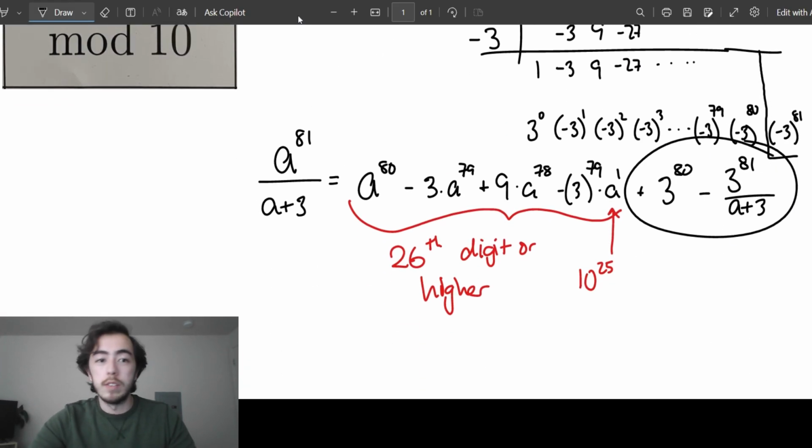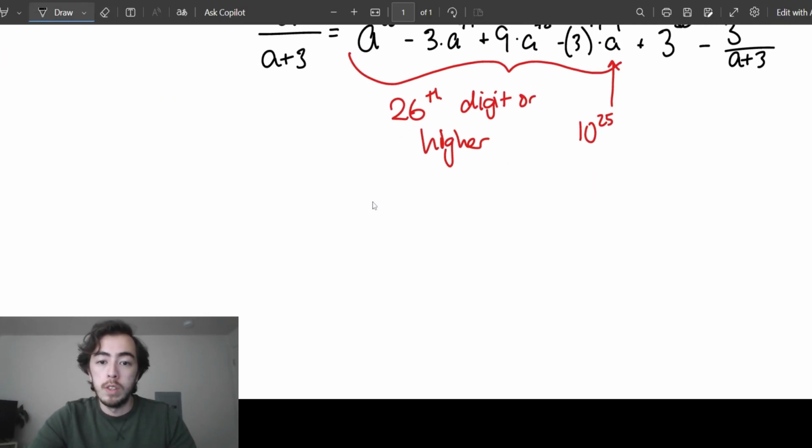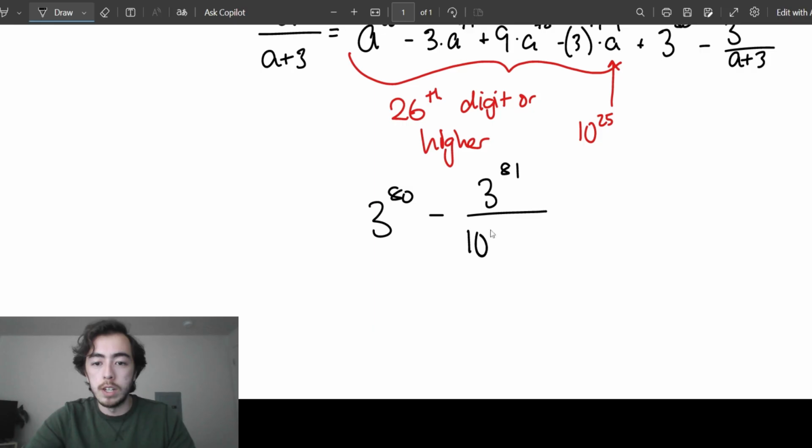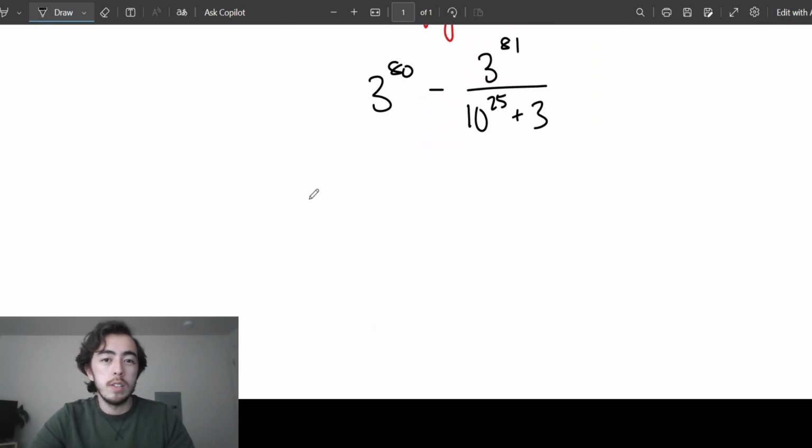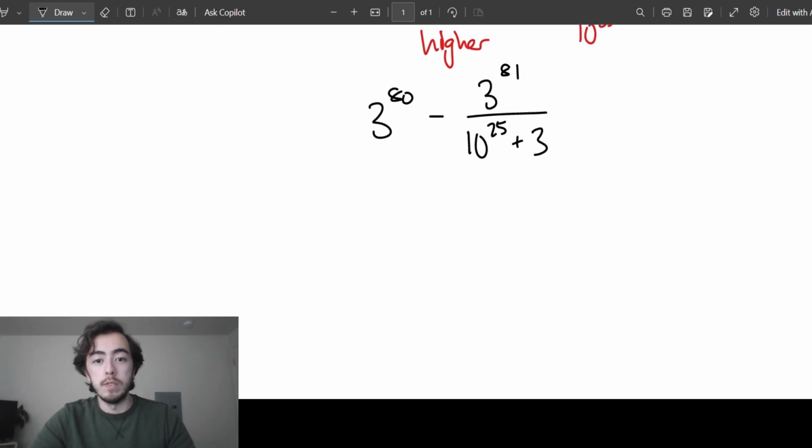So the ones place, we're going to get information from just these last two terms. 3 to the power of 80, and then minus 3 to the power of 81 over, and then instead of a, I'll just do 10 to the power of 25, and then plus 3. So let's inspect the ones places of these numbers.